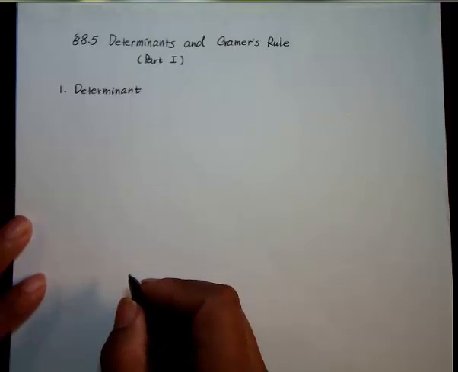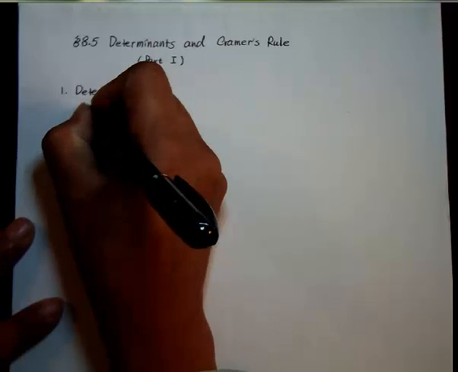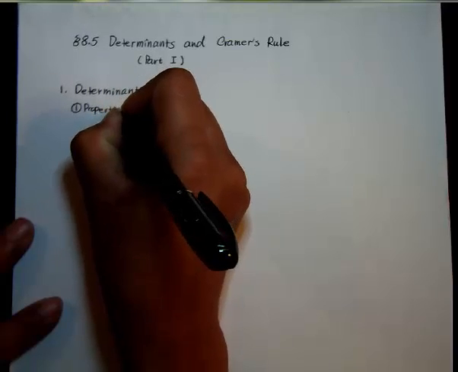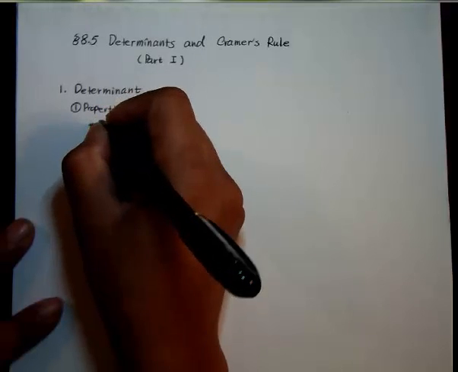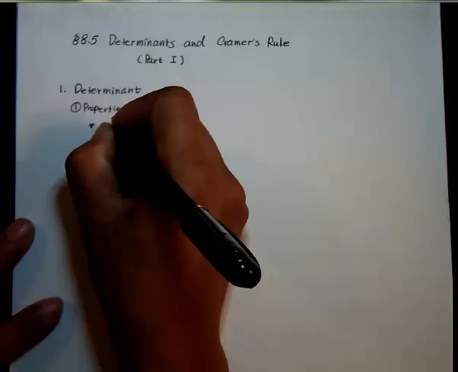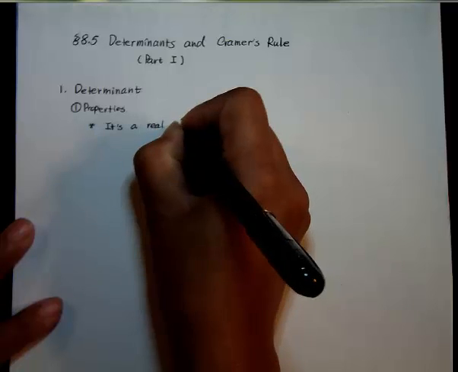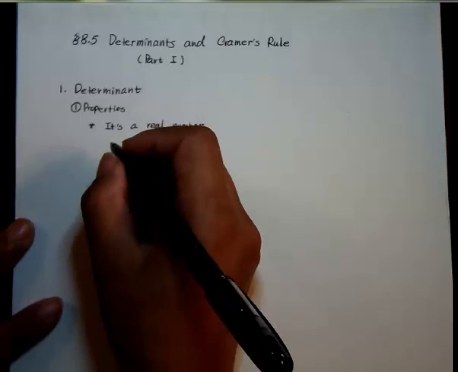So determinant is a real number associated with every square matrix. I have not yet found a really formal definition of that, so I'm going to share with you the properties of the determinant. It is a real number, not a matrix, okay? And it can be a negative number.